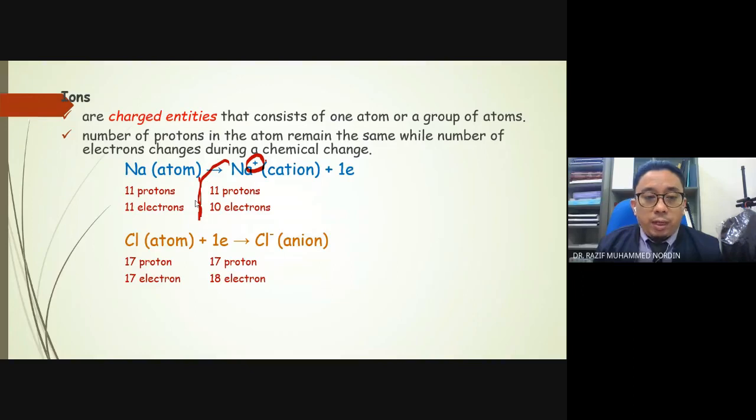For chlorine atom, 17 proton and 17 electron, but then it gain one electron, dia terima satu elektron, dia menghasilkan Cl minus anion, ada charge di sini. Hati-hati ya. So they are different from atom chlorine to the anion chlorine. Anion chlorine ada extra, 18 electron.